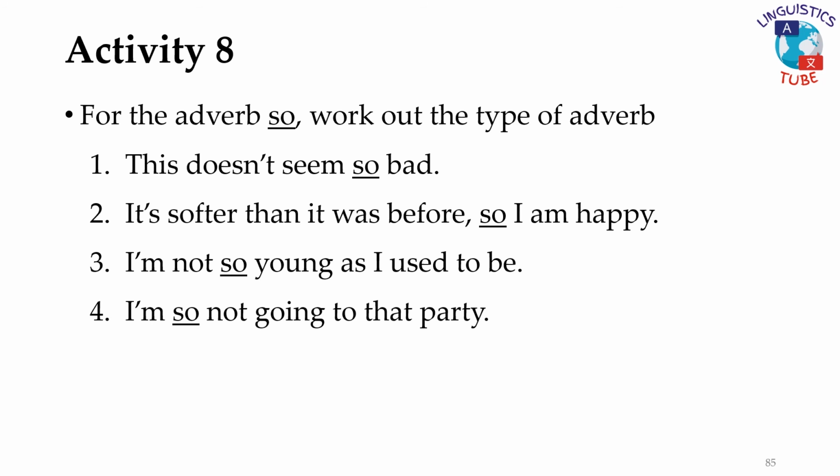Here is our final activity. What type of adverb is each use of so in these four sentences? 1. This doesn't seem so bad. 2. It's softer than it was before, so I am happy. 3. I'm not so young as I used to be. 4. I'm so not going to that party. Please pause the video now to complete this activity. Okay, let's look at the answers.